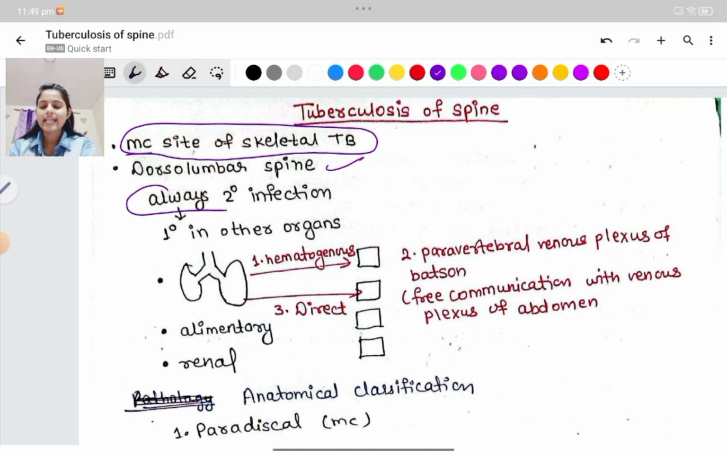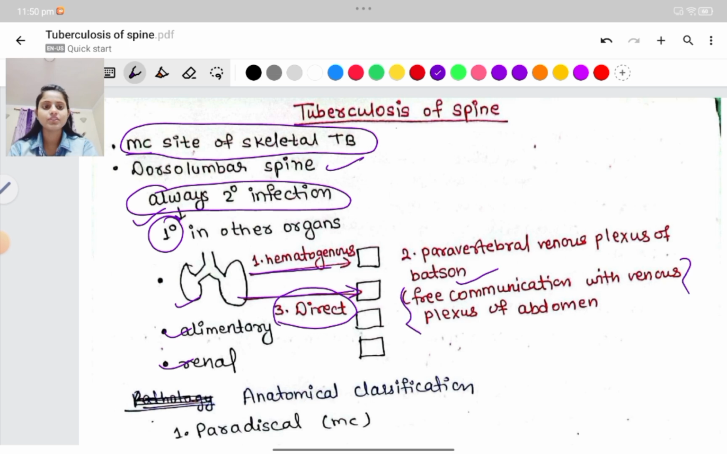It is always a secondary infection, meaning that the primary infection is in other organs like the lungs, alimentary canal and the renal system. It travels to the spine through the hematogenous route, direct spread, lymphatic spread, or through the paravertebral venous plexus of Batson, which has free communication with the venous plexus of the abdomen.